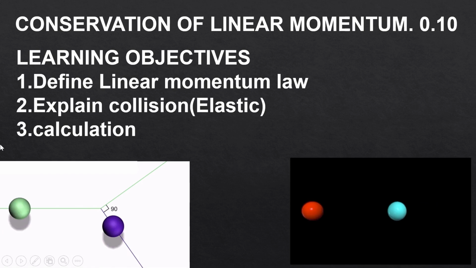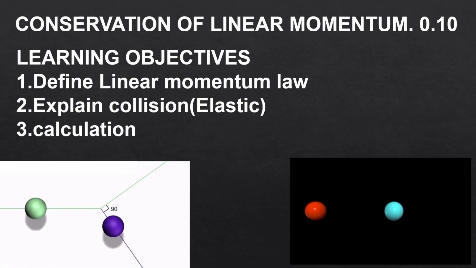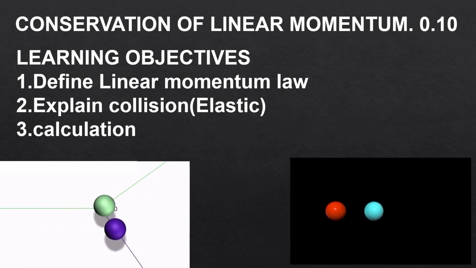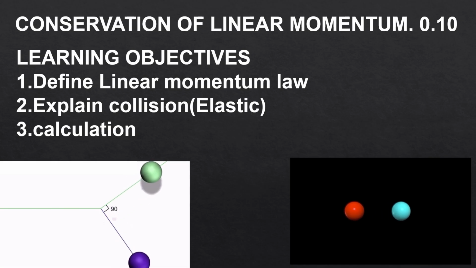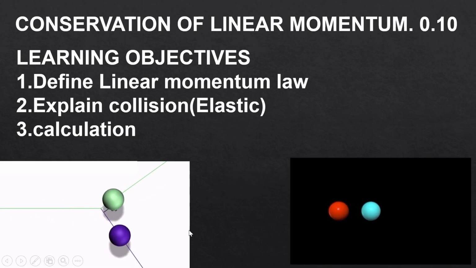All right, what you're watching on the screen is a clear example of what we mean by collision of two bodies. Now, if you look at them very well, you realize that the bodies are almost identical. But during the calculation, we'll be able to state whether they have the same mass or not.